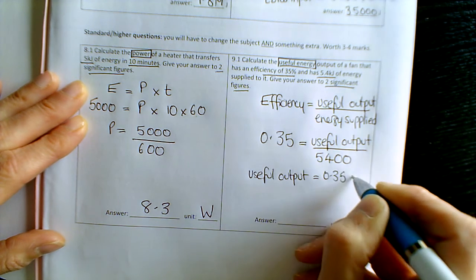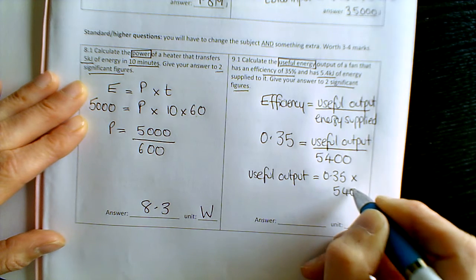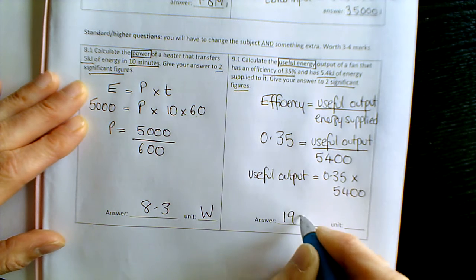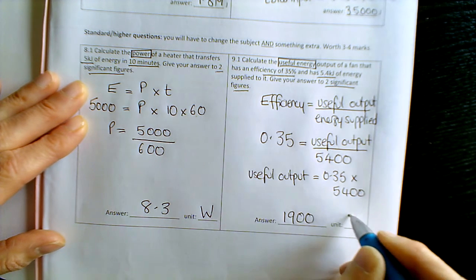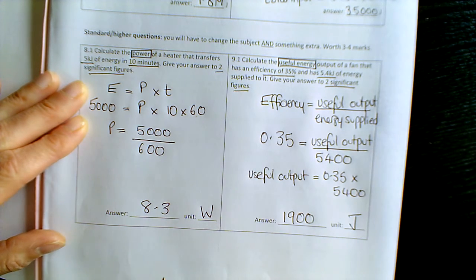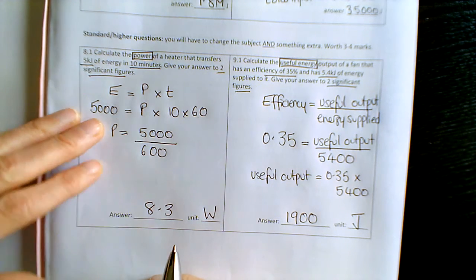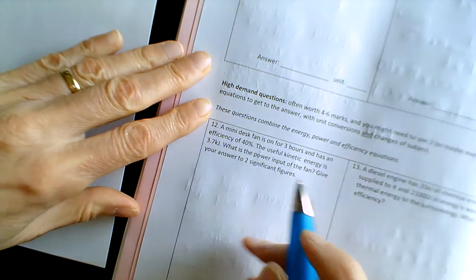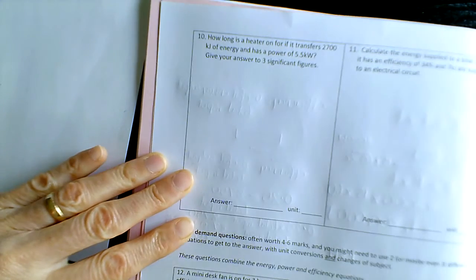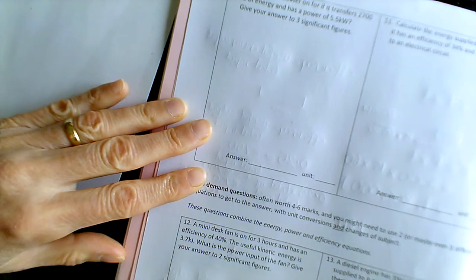Okay, question 10. How long is a heater on for if it transfers 2,700 kilojoules of energy and has a power of 5.5 kilowatts? So it's asking you how long, so it's asking you for the time. Underline the given values and note that you've got joules in kilojoules and you've got power in kilowatts, and you want your answer to 3 significant figures.